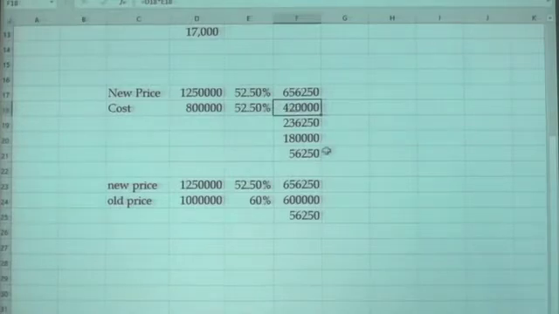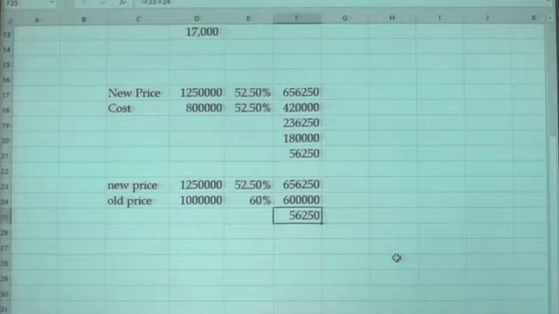Therefore, the additional profit to be recognized is 56,250 for the last year, because this year beginning the percentage and the information has been changed. Due to this change, you need to recognize additional revenue of 56,250. Is that clear?